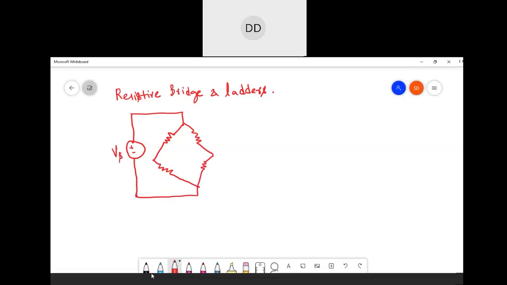Please pay attention. Suppose this is the bridge, and here I have an output voltage. The output voltage V0 is here, this is plus and this is minus, and this is my R1, this is my R2, R1, R2, R3, R4. Now this is point A, this is point B. If I want the value of V0, how do I get it? The value of V0, if you clearly notice, is the voltage between point A and point B.